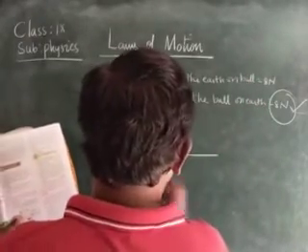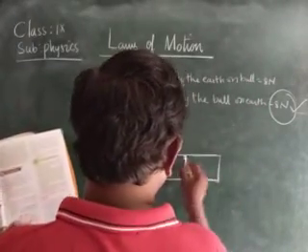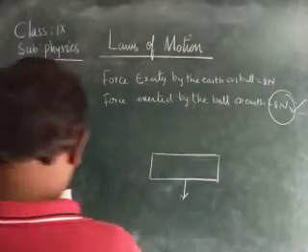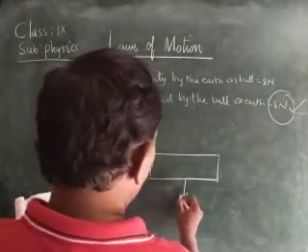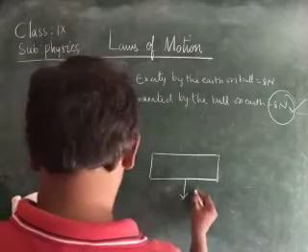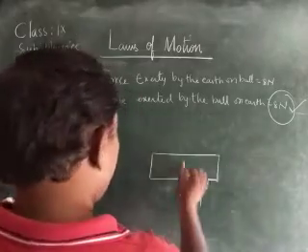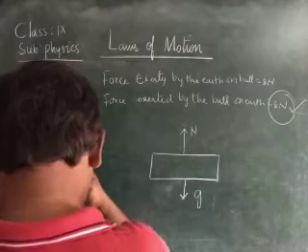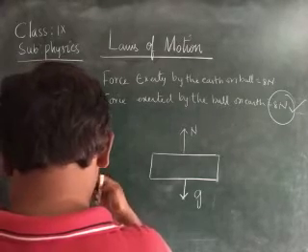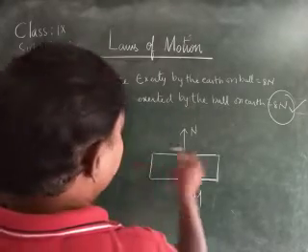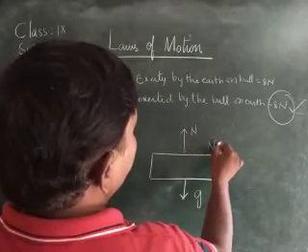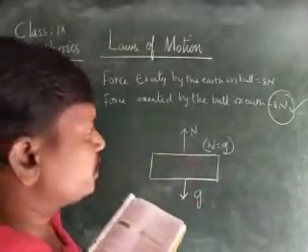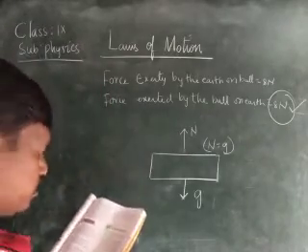Okay children, see here, an object is placed in the horizontal position. Here a force is exerted in the downward direction, that is gravity, and the normal force is exerted in the opposite direction. Here, are the two forces equal and opposite? Yes, they are equal. If it is stable, then N is equal to G.